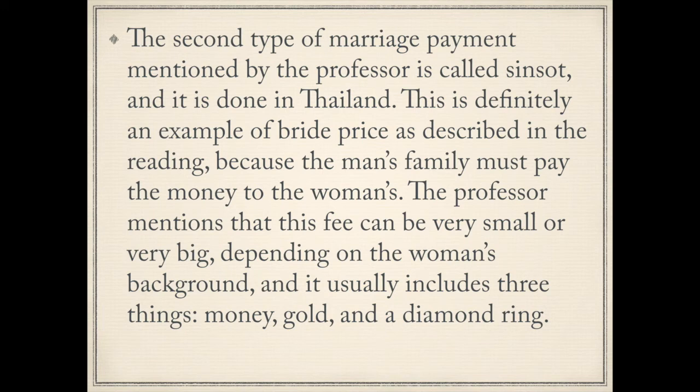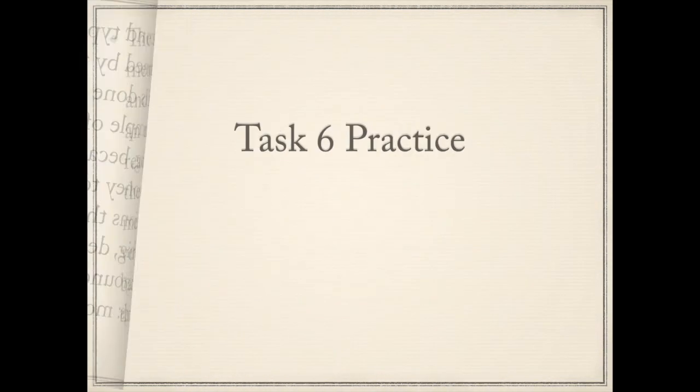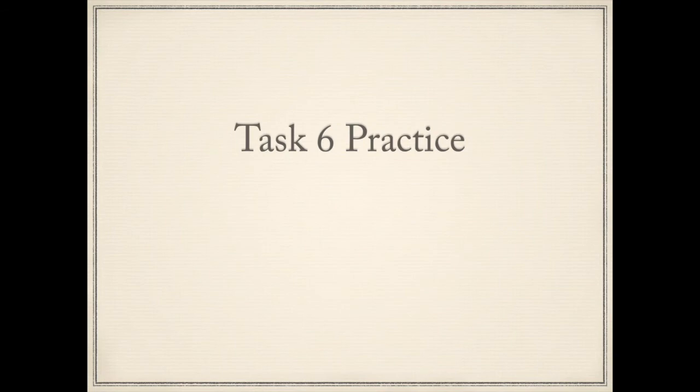It usually includes three things: money, gold, and a diamond ring. So it repeats details, but most importantly, if you forget the details, at the very least, you need to make the connection between the reading and the lecture. Okay, so let's move on to task 6.